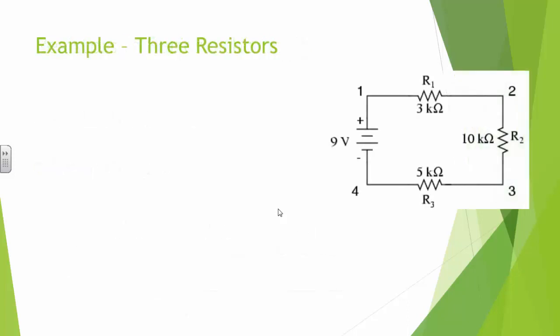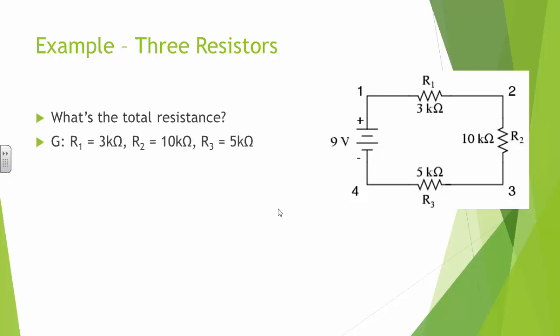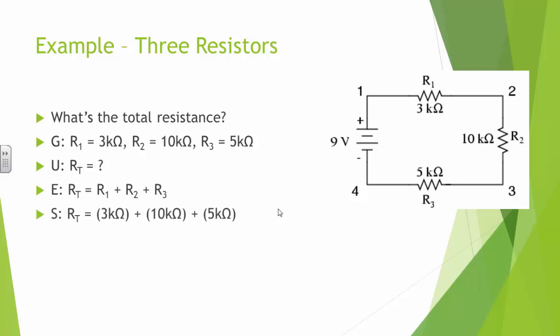Very straightforward. If we take this case with 3 resistors, R1 being 3 kiloohms, R2 10 kiloohms, and R3 being 5 kiloohms, we can calculate the total resistance of the circuit by simply adding them up. Our givens are the 3 different resistances. Our unknown is the overall or total resistance. We add them up and we get 18 kiloohms. Notice that the resistance has gone up.